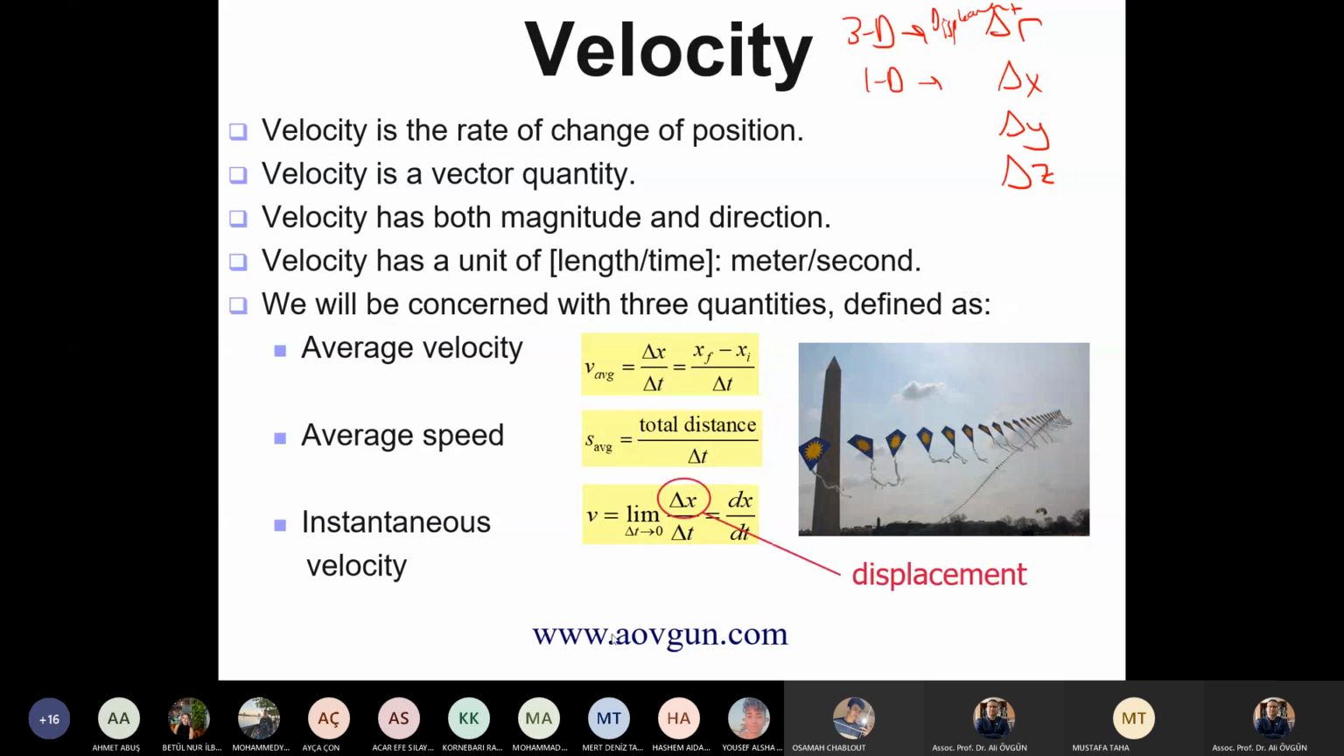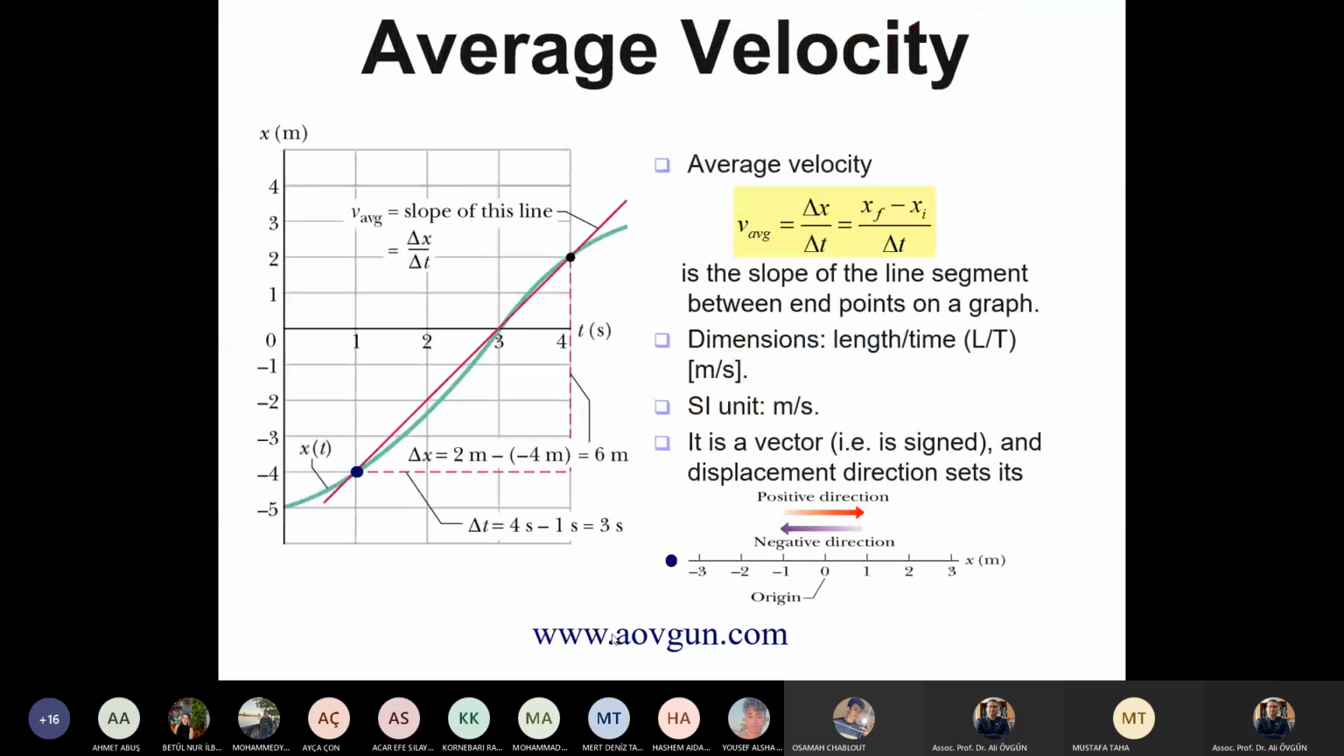And another important quantity is instantaneous velocity. Instantaneous means when we ask you to find the car velocity, for example, at exactly t equal 5 seconds, it means that you must use instantaneous velocity at a specific time. And how can you find it? You must take the derivative, dx over dt. So average velocity is displacement over delta t, time.